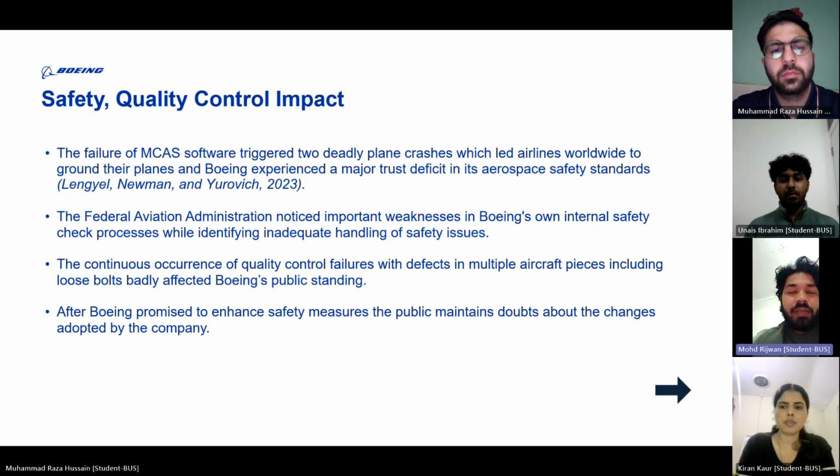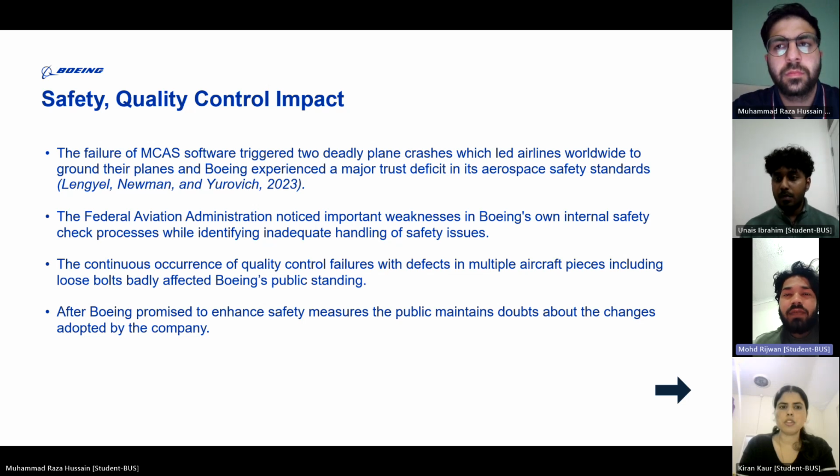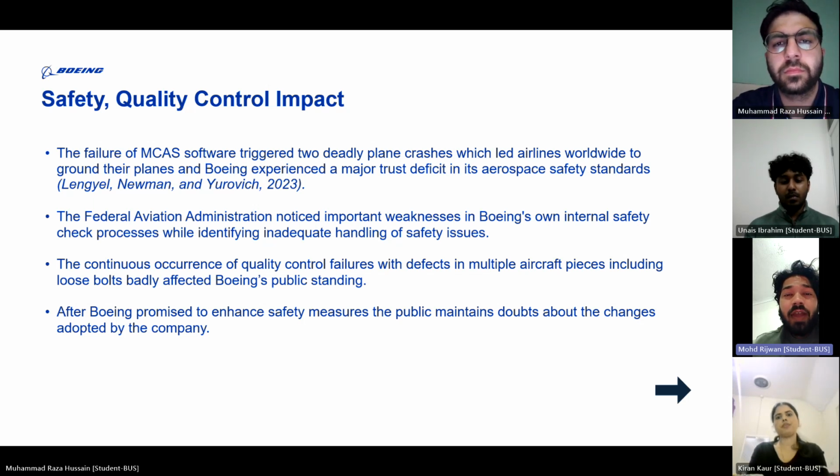Thank you, Kiran. My name is Muhammad Rizwan, and I'm going to explain safety, quality, control, impact. Boeing's safety reputation took a major hit following the 737 MAX crashes caused by faulty MCAS software. These tragedies exposed critical flaws in the company's internal oversight, with the FAA identifying major gaps in Boeing's safety audits and quality control processes even after pledging safety reforms. Ongoing issues like loose bolts and structural defects have kept public confidence low.